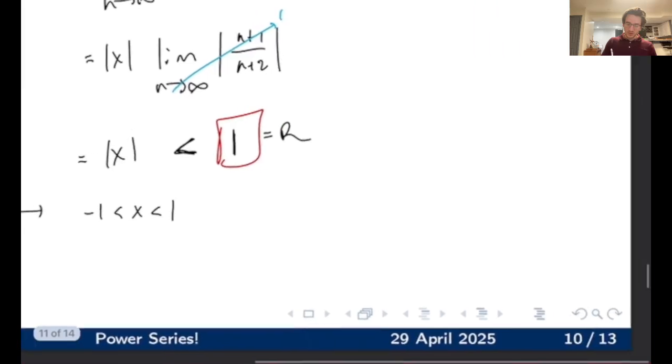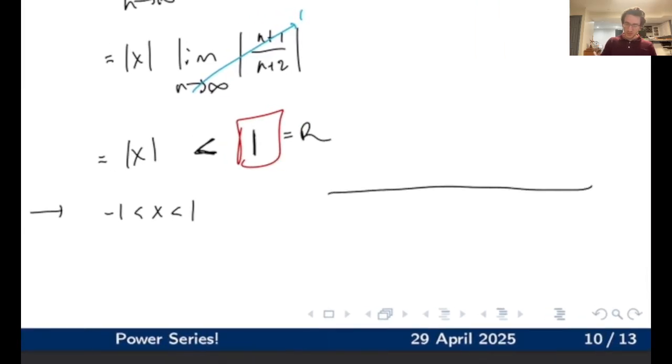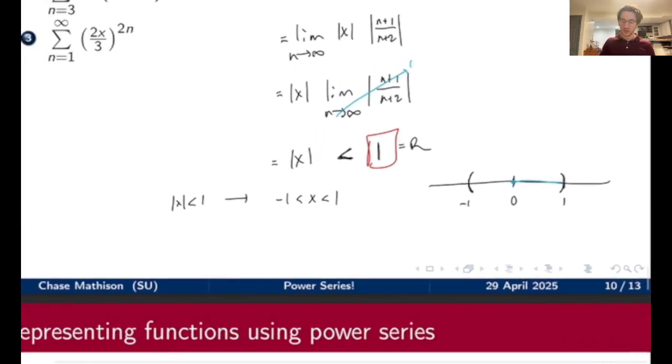Why? Well, because on the number line, if I look at this interval, -1 is less than x is less than 1, we got -1 here and +1 here. We're guaranteed absolute convergence for all of those x's between -1 and +1. But this is called the radius of convergence because what's the distance from the middle to the edge? Well, it's kind of like the radius of a circle. So that's why we're calling this the radius of convergence, and it is 1 here.